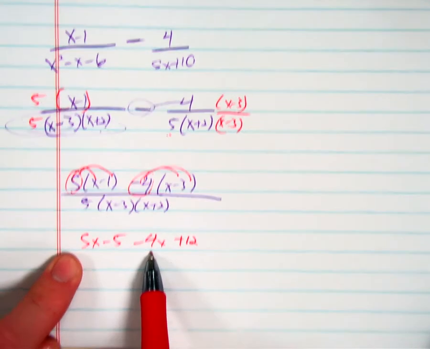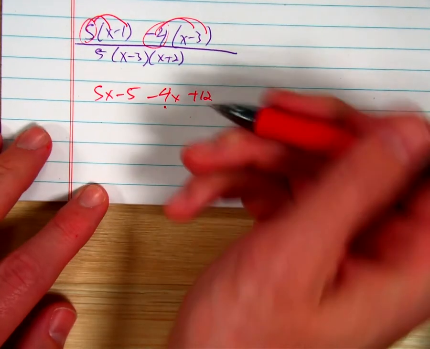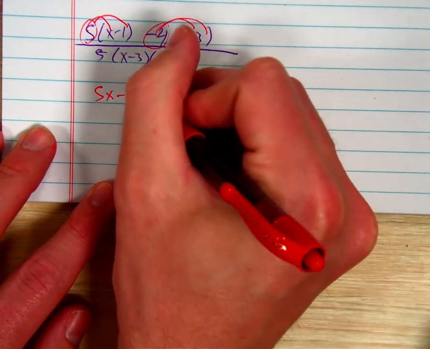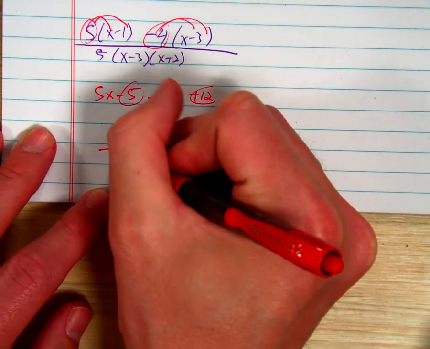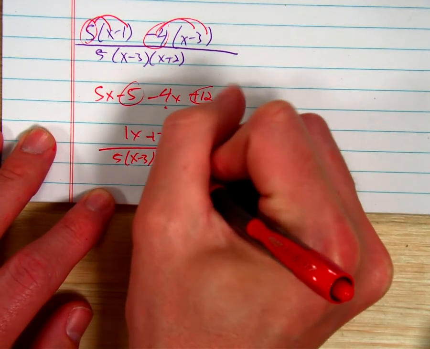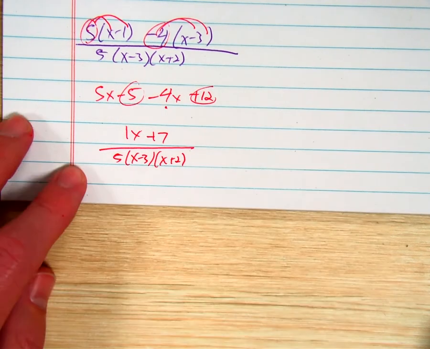Okay, putting those together, 5x and a minus 4x is going to be a 1x, negative 5 and a positive 12 is a plus 7. All over our denominator, 5, x minus 3, x plus 2.